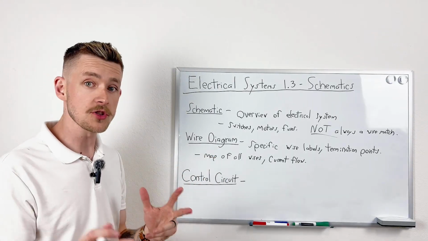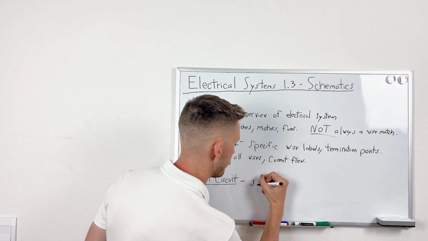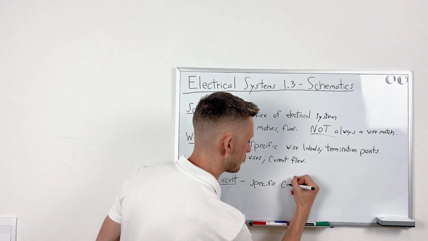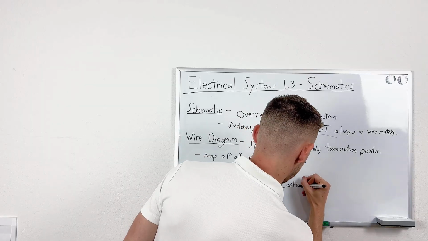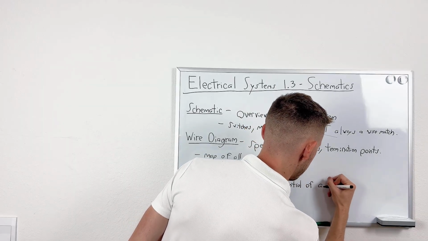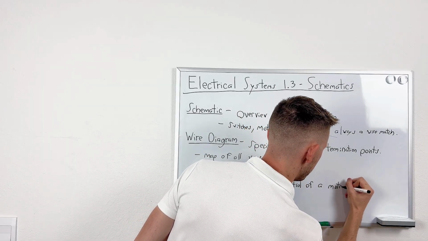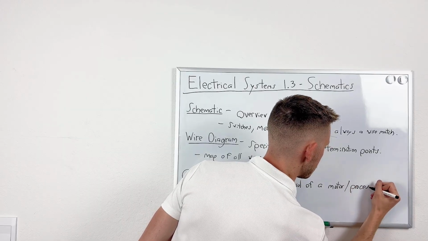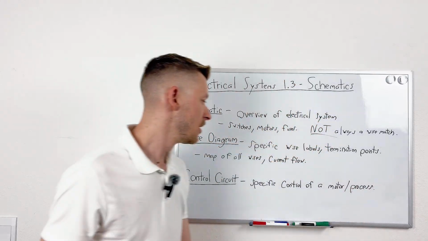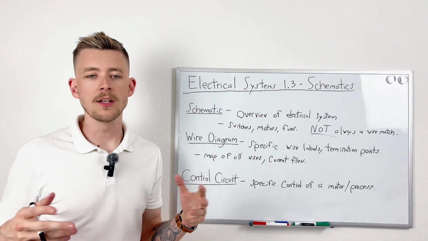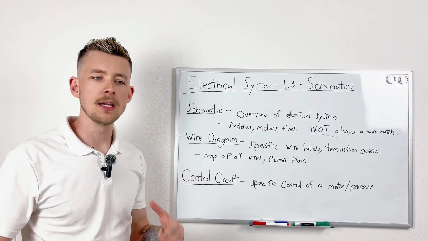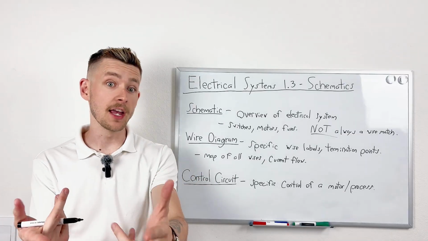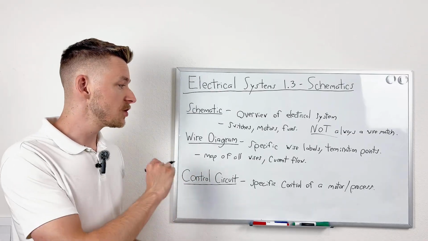Whereas the control circuit is going to be very specific control of a motor or process. So again, it doesn't have to be a motor. It can be a pump. It can be solenoids. It can be several motors. It could be a conveyor. Whatever it is, it's going to specifically control it.